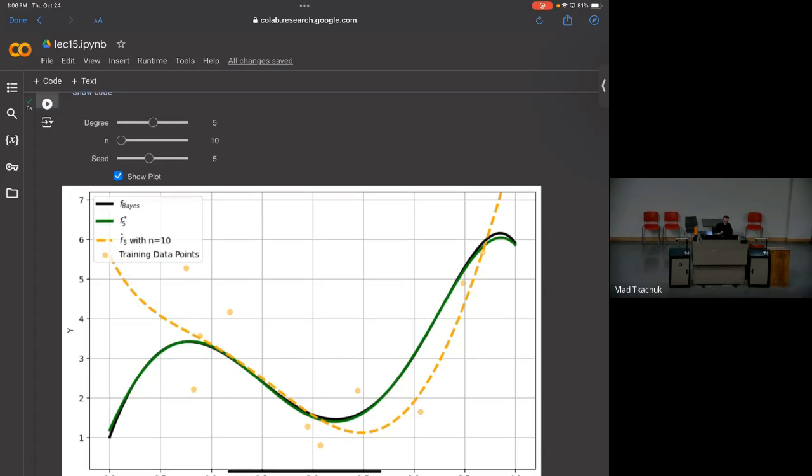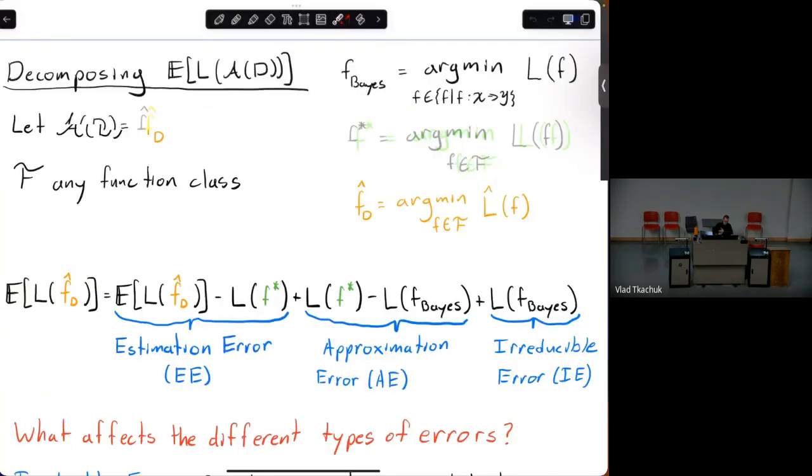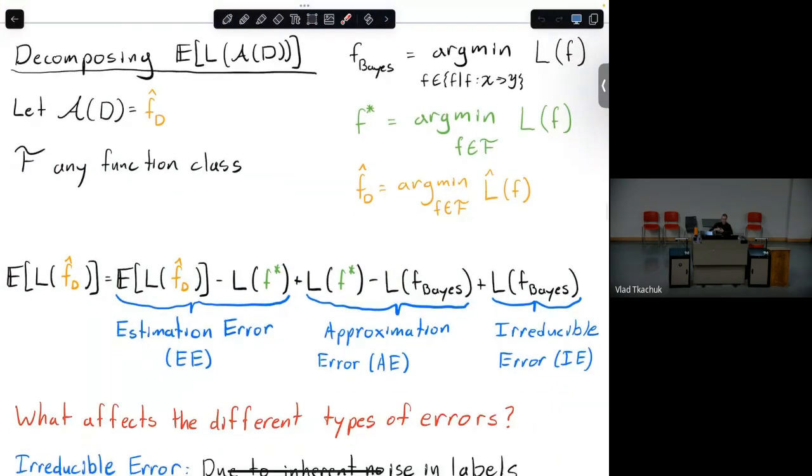So in this case, look at how far away F hat is from F star. It's very, very different at some points. And for a different data set, it would be even more different, and so on. So this is a very different thing. You're balancing these two things: F star getting closer to F base and F hat getting closer to F star. And that's exactly what this decomposition we're going to talk about highlights.